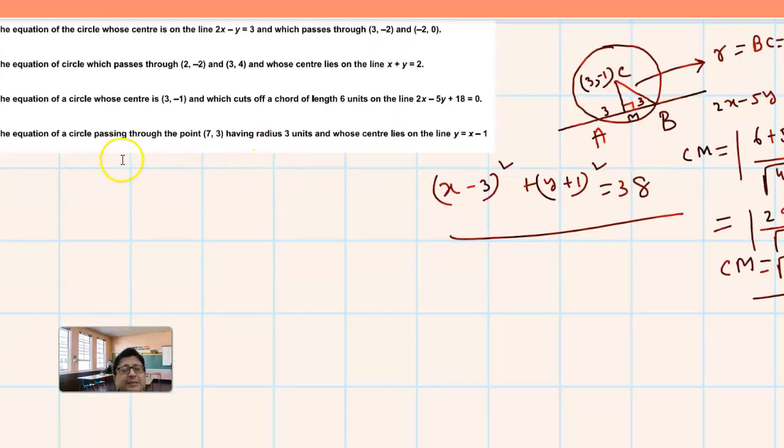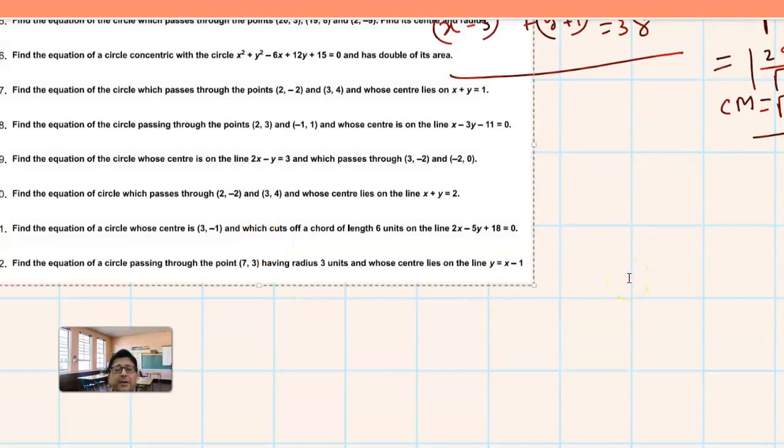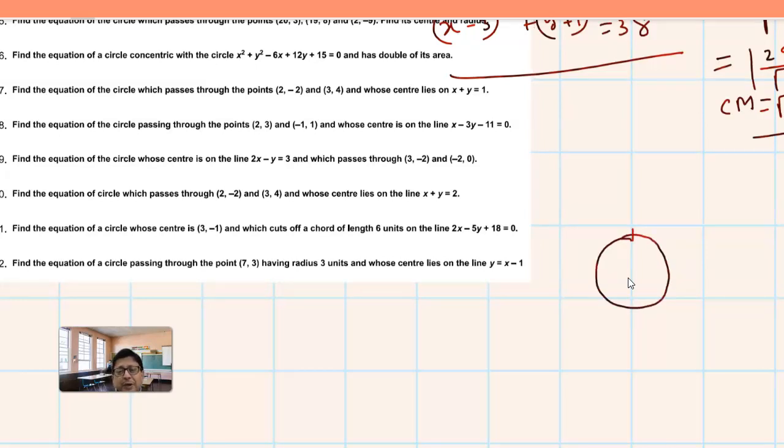Let us see number 22, equation of circle passing through this point, radius 3. This is another one where you have to think how to solve the sum. It will not come directly. It passes through a point which is given here, of course. So the point is 7, 3. The radius is 3, and center lies on a line, it means it is going to be the diameter, y equal to x minus 1, something like this. So center lies on this diameter.